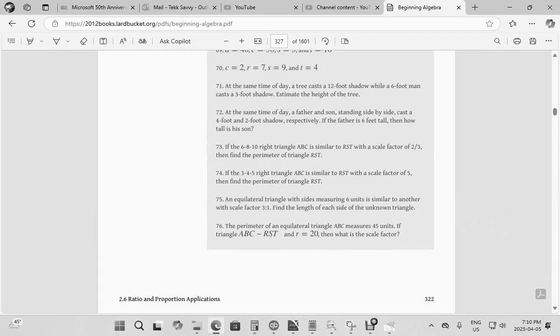Now use the same angle over here, because notice what the word problem says. It says at the same time of the day, right? Which means the sun is at a certain angle for you to cast the shadow. And because that sun is at a certain angle, this angle will be the same for both the man and the tree. Suppose they're standing side by side.